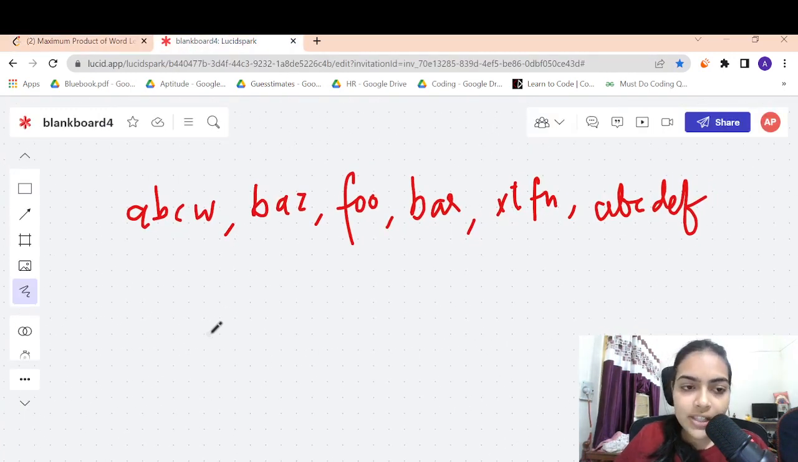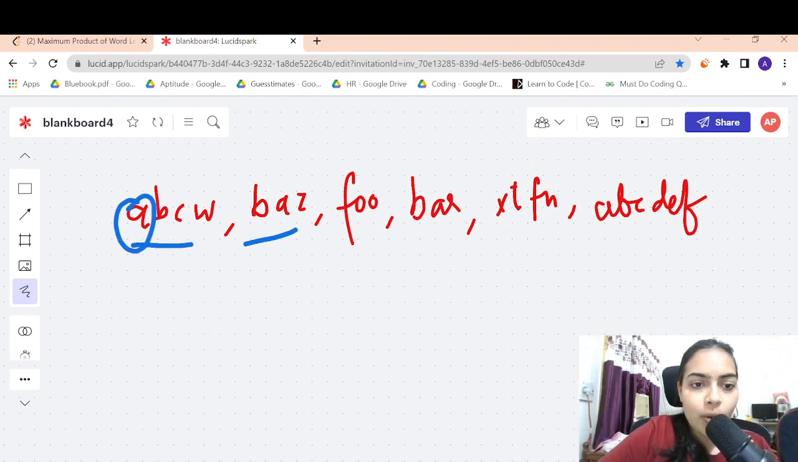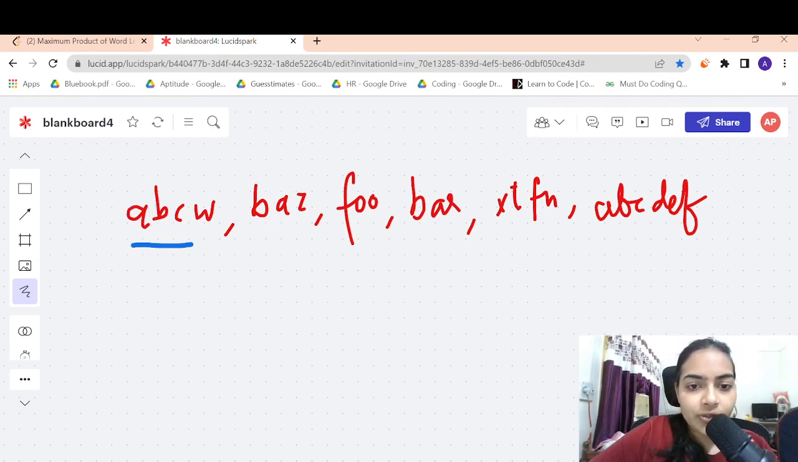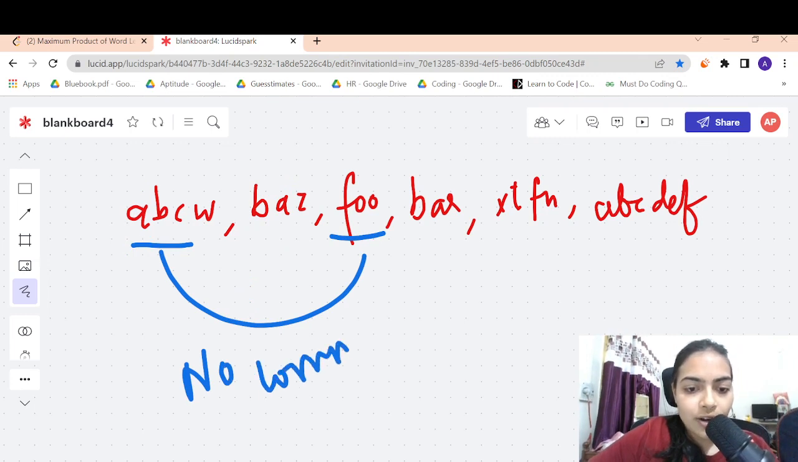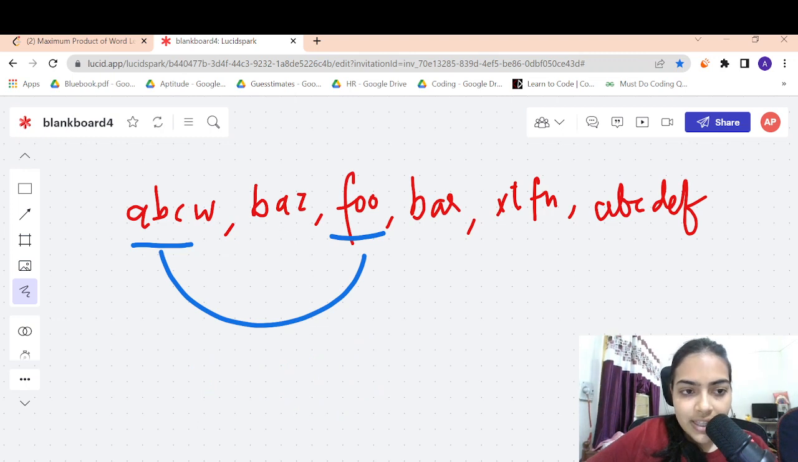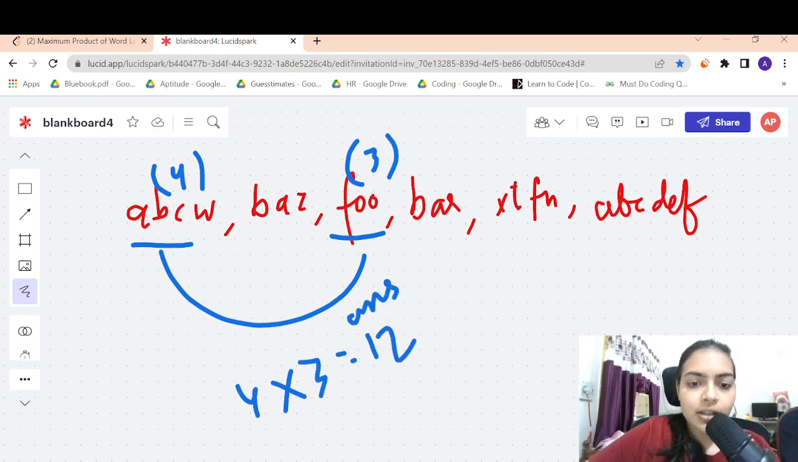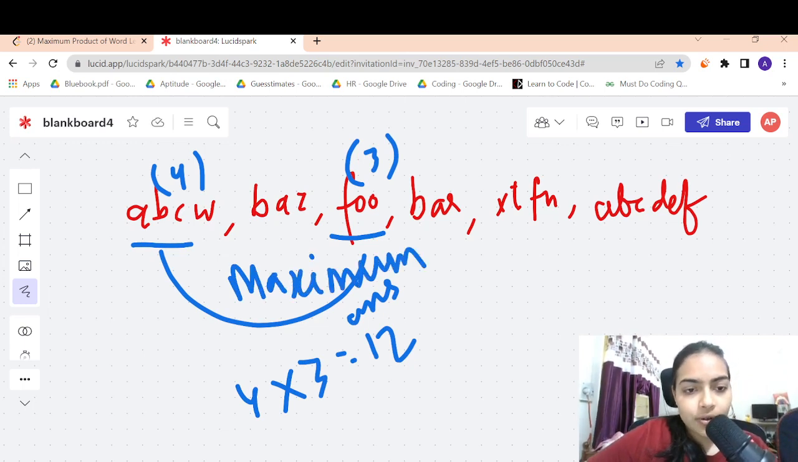Here you are given 6 words. Let's see the first word and the second word. Now they share common letters A and B, right? So you cannot take both of them. But let's say the first word and the third word. Now both of them have no common letters at all, right? Because all the letters in both the words are different. So in this case, you can consider this. This is of length 4, and in this word there are 3 letters. So 4 into 3 is 12. 12 is one possible answer, but it need not be the answer because you have to return the maximum possible answer. Okay. So how do we do this?